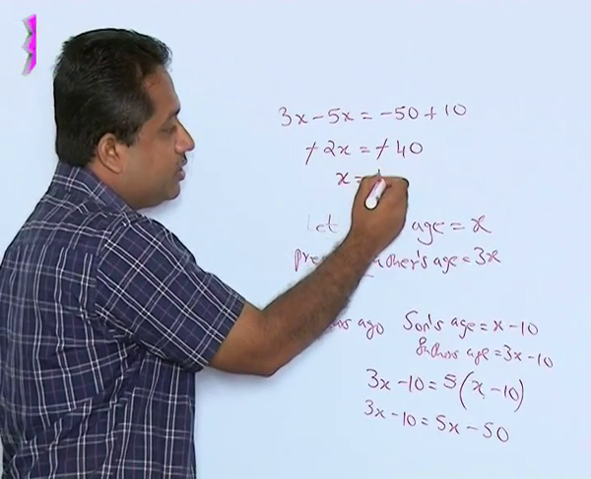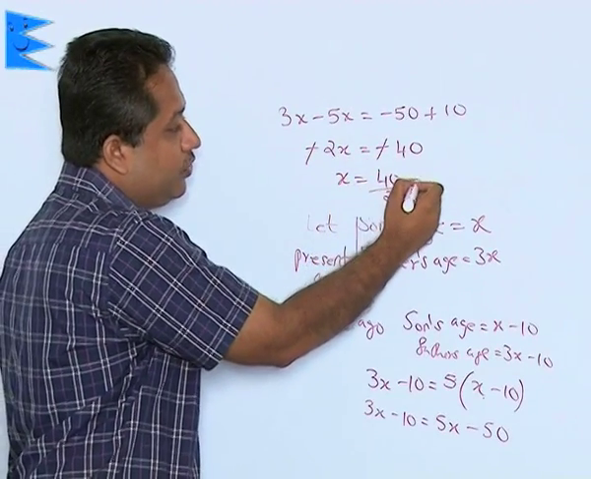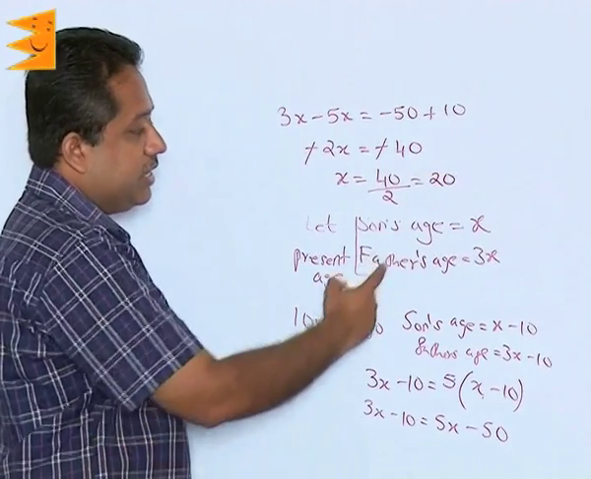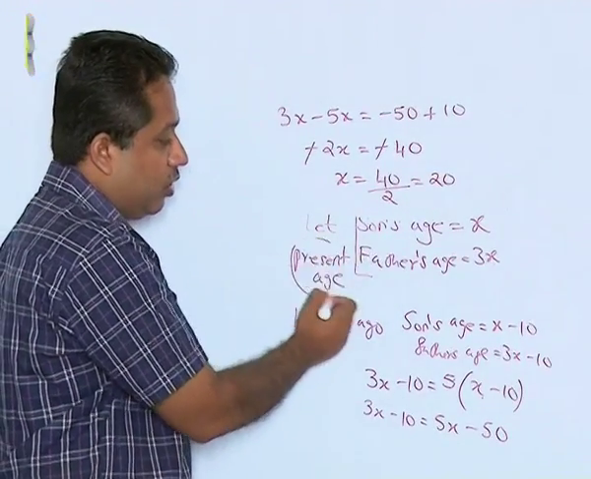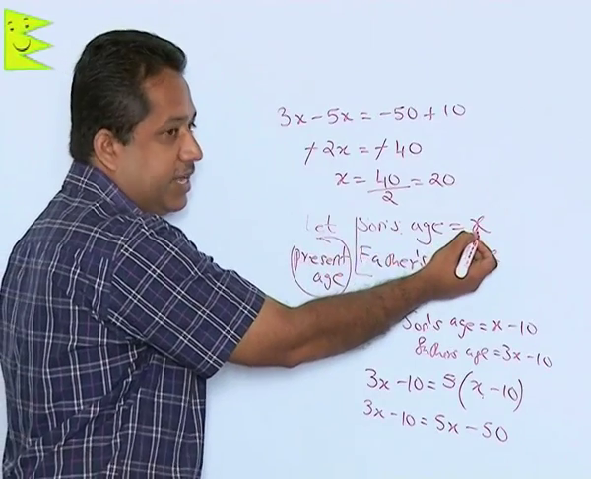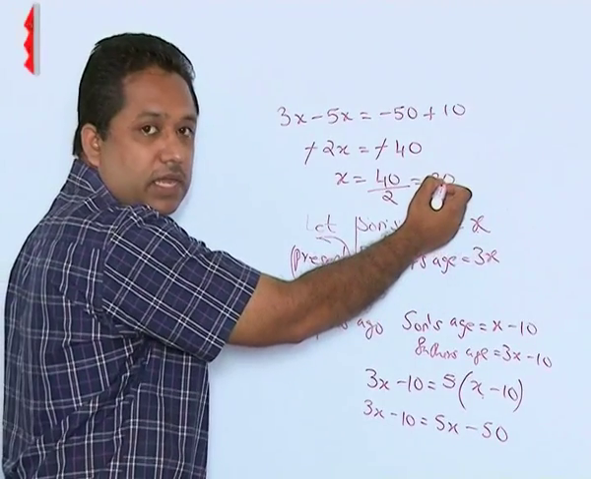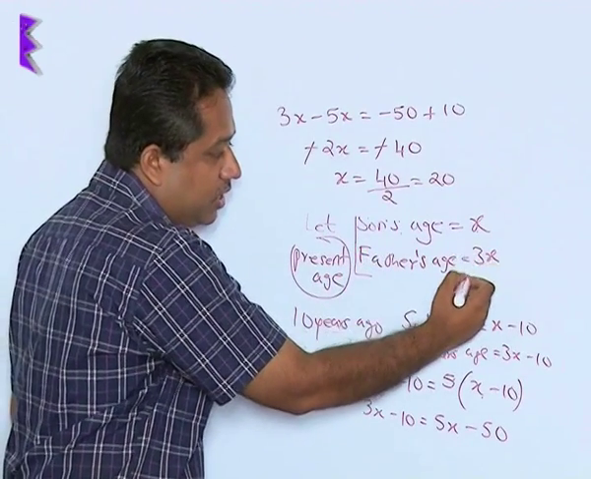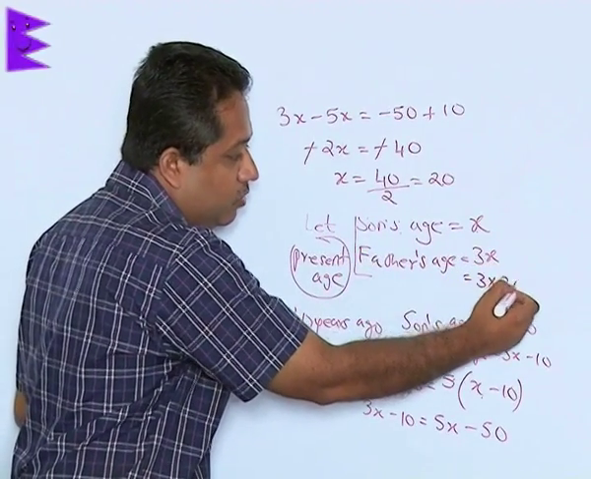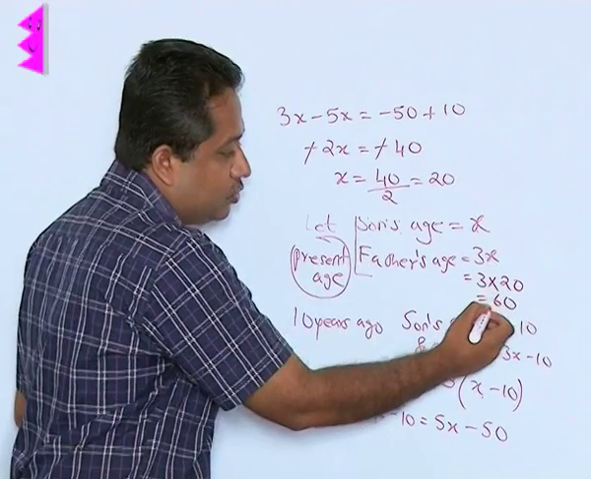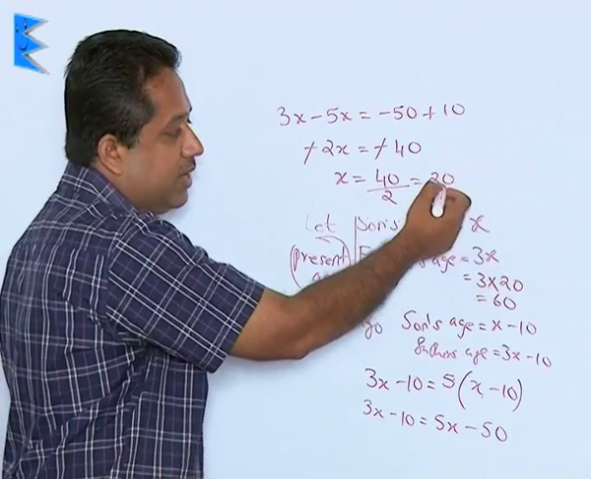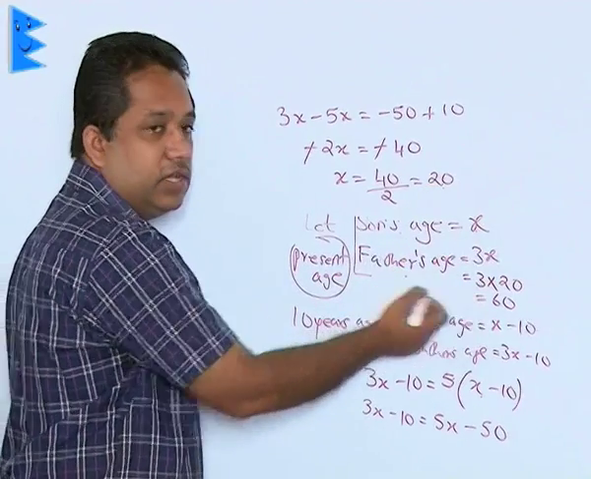So, the value of x is 40 upon 2. So, 40 upon 2 will give us 20, and therefore, we can say the present age of the son is x, which we have found out as 20, and father's age is 3x. So, we will multiply 3 with 20 and 3 into 20 gives us 60. So, we can say finally that the age of son is 20 and age of the father is 60.